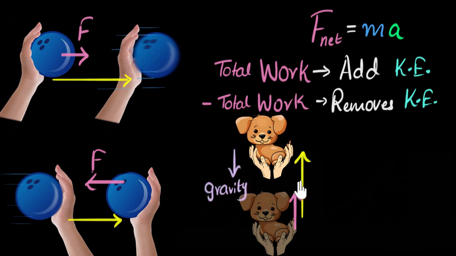Gravity is pushing down on that puppy. And as a result, it's doing negative work because it's in the opposite direction of the displacement. And so gravity is removing kinetic energy from the puppy at the same time. I'm trying to add kinetic energy, gravity is removing the kinetic energy. And that's why there is no change in the kinetic energy at all. So my positive work is canceled out by gravity's negative work, making the total work done 0.